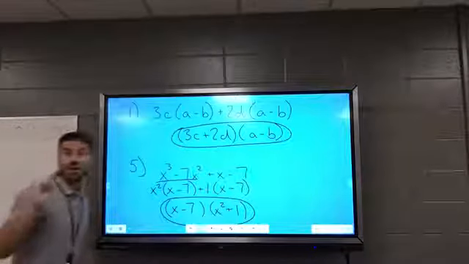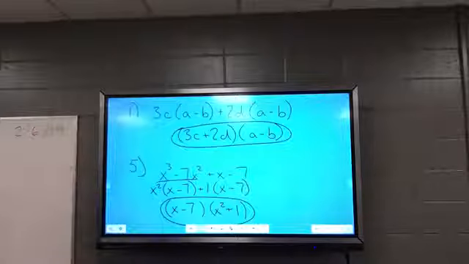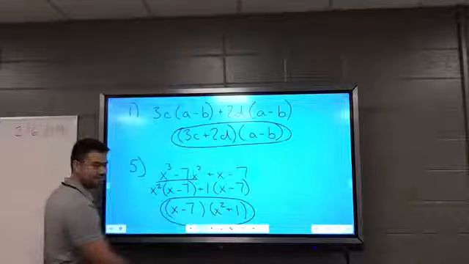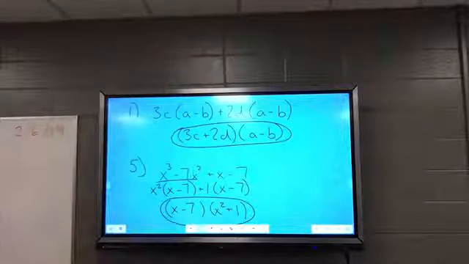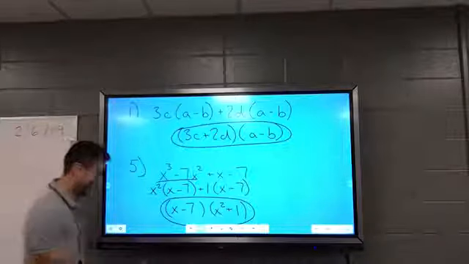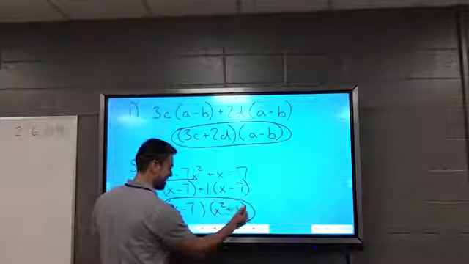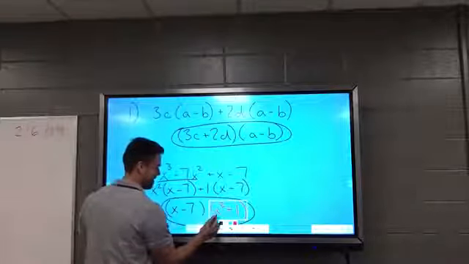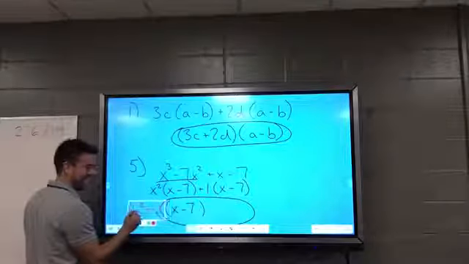Why x squared plus 1 on the right side? Because it needs to be on the left. The easiest way is to just knock out the x minus 7, just knock out the one on the left. You mean like that? Yeah.